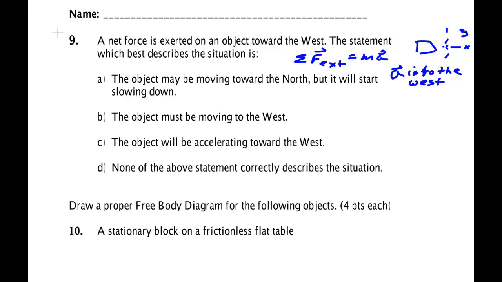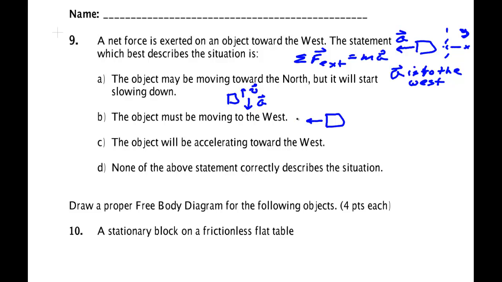say XY, where X is east, this thing has acceleration in that direction. Does not mean it's moving that direction. The object may be moving north but will be slowing down. So it's going this way with v, but its a is this way. That a is not in the correct direction. The object must be moving to the west.